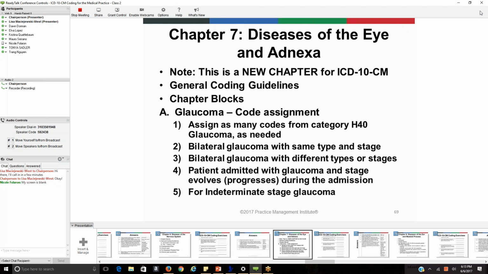Taking a look at some of the general coding guidelines for Chapter 7 on page 53 of your book, it says, note, use an external cause code following the code for the eye condition, if applicable, to identify the cause of the eye condition. This typically deals with eye conditions that are a result of an injury. And so if it was an eye injury, you're going to need an external cause code.